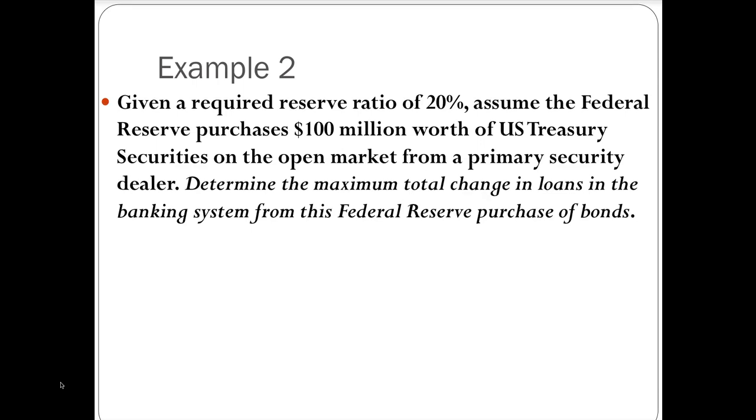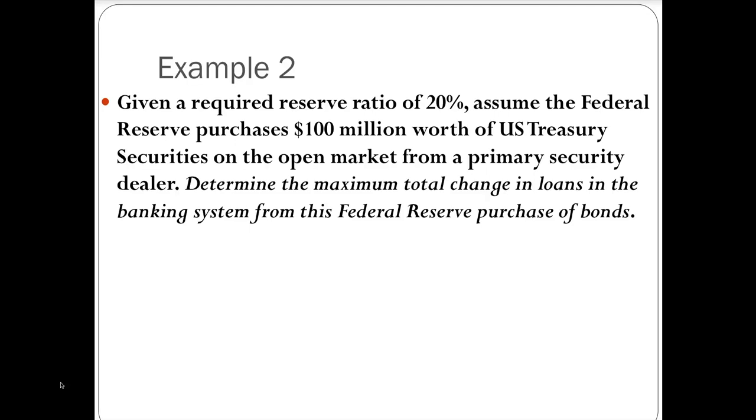And this first part that is not highlighted, that's not italicized, is going to be the same. And then the second part that is italicized is different. So we're given a required reserve ratio of 20%. We're assuming the Federal Reserve purchases $100 million worth of U.S. Treasury securities on the open market from a primary security dealer. We're going to determine the total change in loans in the banking system from this Federal Reserve purchase of bonds.